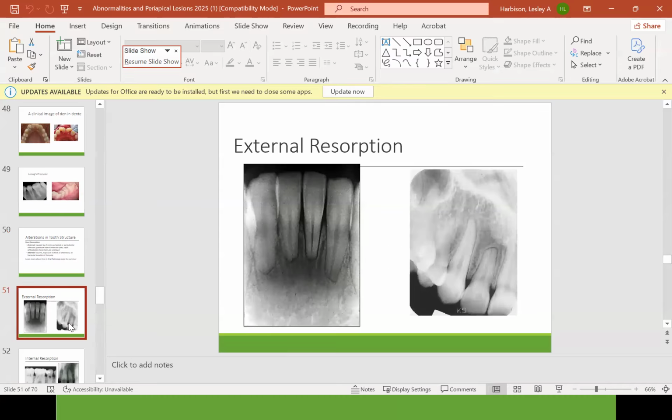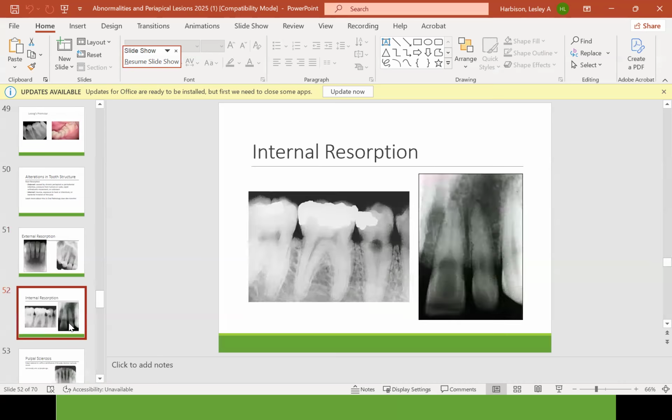Slide 51 shows some examples of external root resorption, which to me looks like it might be from orthodontic movement that's done inappropriately. There can be blunting of the apex of the roots for orthodontic reasons. We wouldn't really know if that's why it happened there, but that's a possibility.